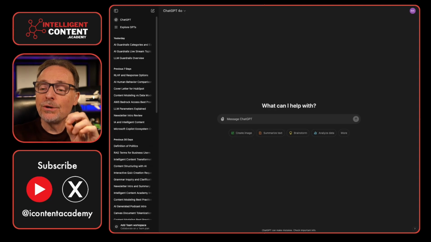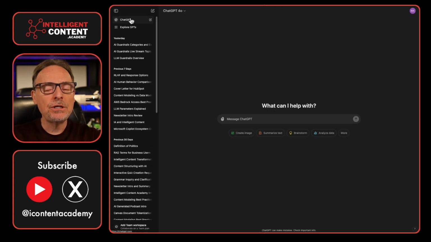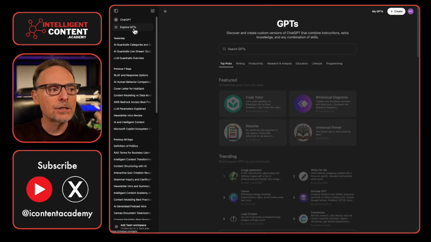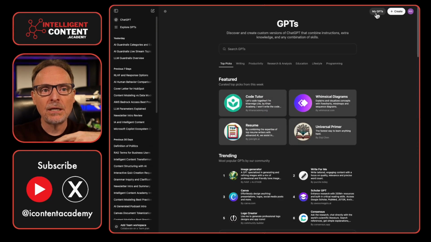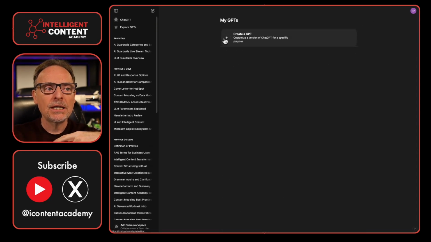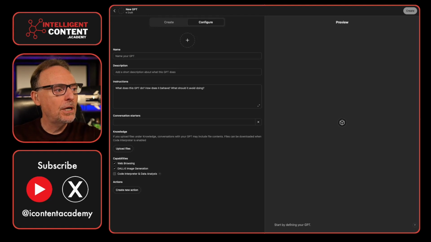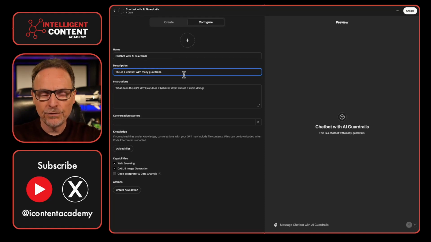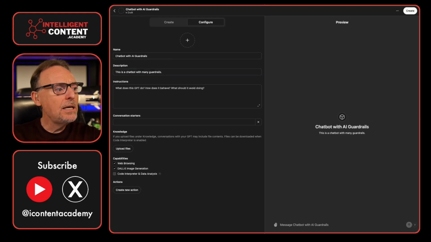But what you could do is create your own ChatGPT, right? So if we go into Explore GPTs, we say My GPTs, and let's create a ChatGPT. And I'm going to call this ChatGPT Chatbot with AI Guardrails. And this is a chatbot with many guardrails.